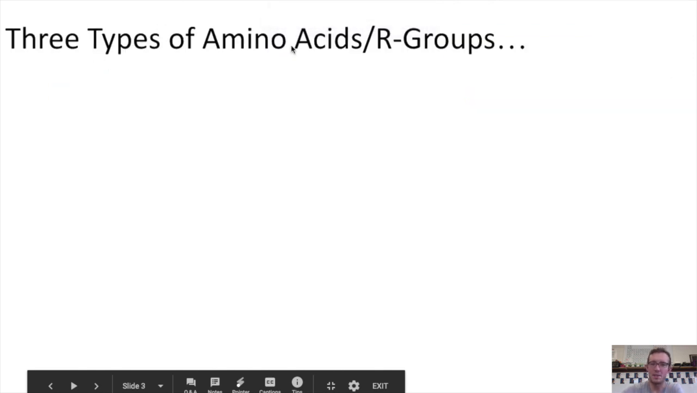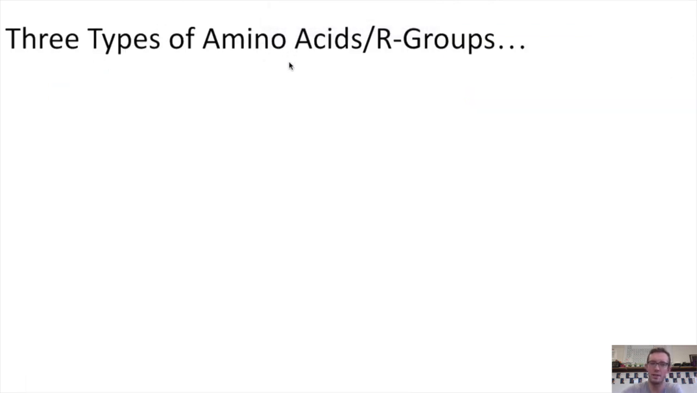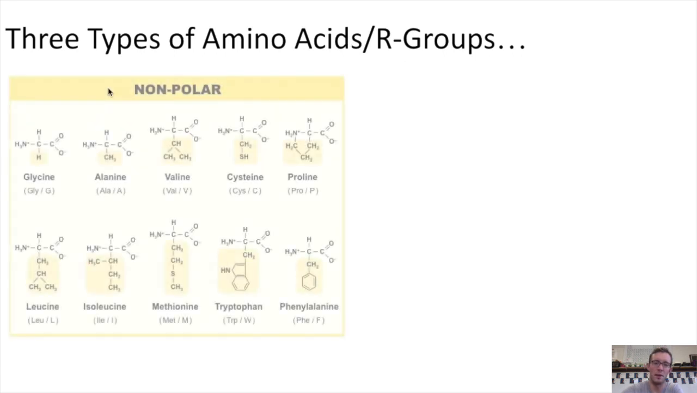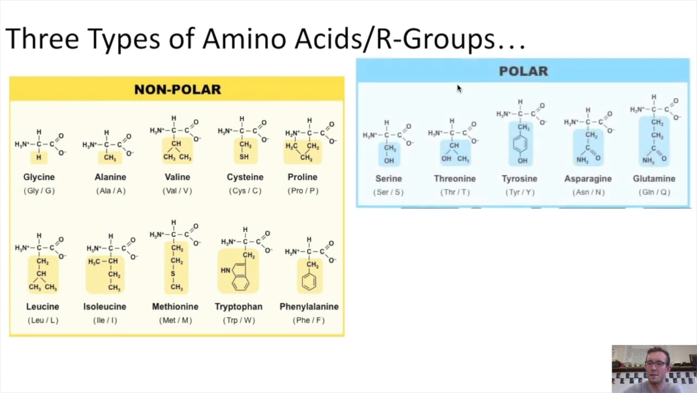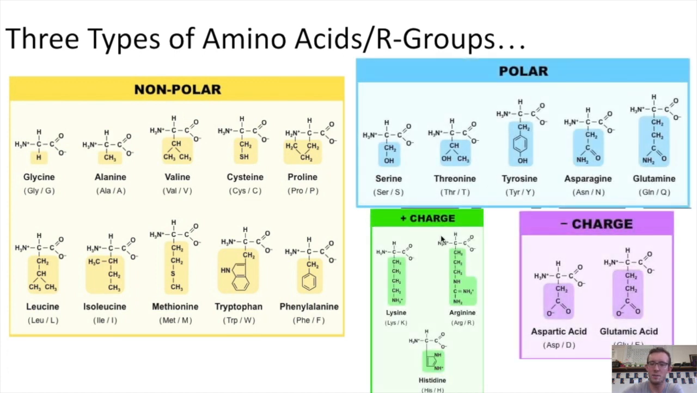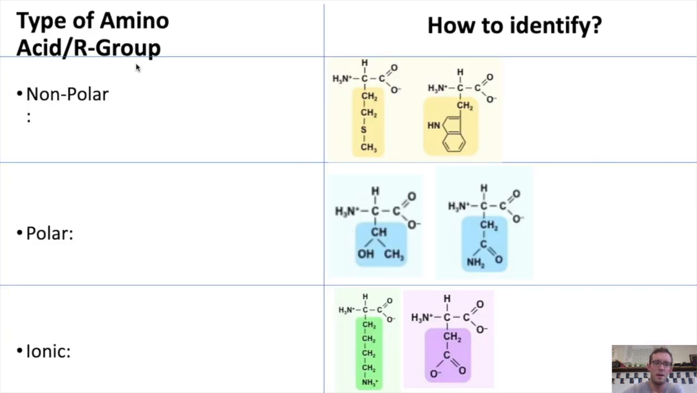So there are three general categories of amino acids. There are amino acids with non-polar R groups. There are amino acids with polar R groups. And then there are amino acids with ionized R groups. That is, they have an entirely positive or an entirely negative charge on them. And so the type of R group on the amino acid will affect its position in the longer protein chain.